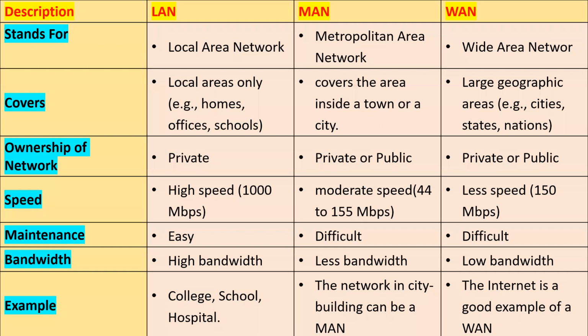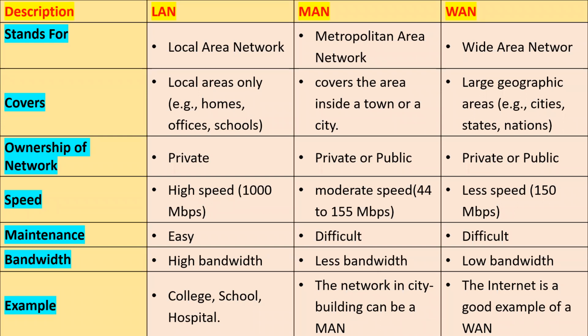If you consider the metropolitan network, it covers a somewhat larger area than the LAN. It covers an area inside a town or city. Then WAN, wide area network: if you consider the wide area network, in that case it covers a large geographical area. It may be country to country, nation to nation. That's the coverage for each network system.